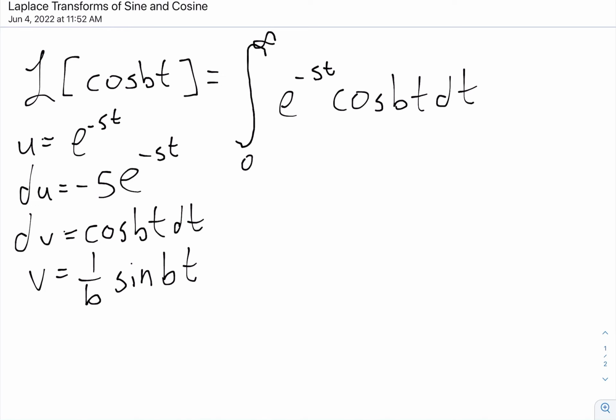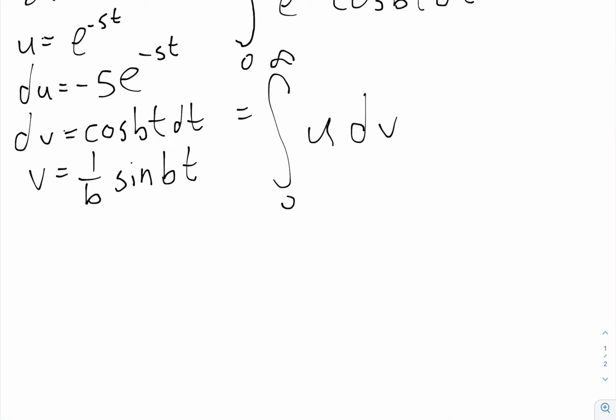Okay, so when we plug all this in, it's going to be the integral of e to the negative st, so that's our u, and then cosine bt dt is our dv. So we can see how this sets up with integration by parts. And remember, integration by parts says this integral right here is equal to uv minus the integral of v du. So remember, this integral is from 0 to infinity.